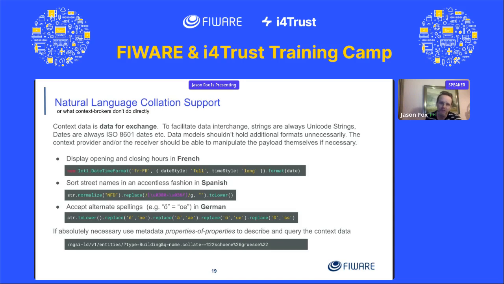In Spanish you ignore accents, but in German you consider something with an umlaut over it as being two letters, or an SZ is spelled as if it's double S, which is the same way the Swiss would do it. So it will depend on what your market is as to how you need to localize as necessary. If absolutely necessary, you can just throw this into a property of a property such as a collation attribute.